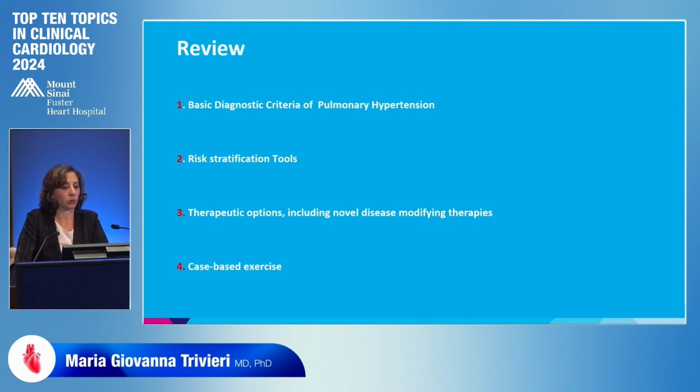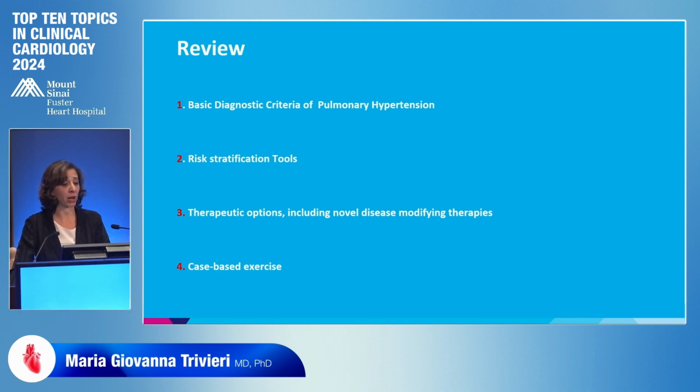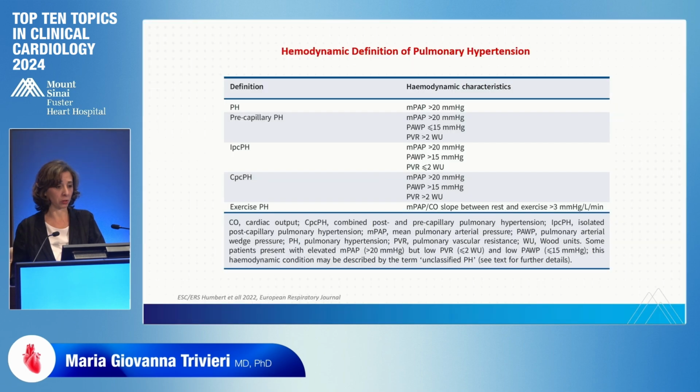So over the next 20 minutes or so, my objective will be to review basic diagnostic criteria of pulmonary hypertension, and this is a key element because we actually need to provide information about the right heart cath when we request therapies for patients, provide you with some risk stratification tools that you can use in your daily practice to have an idea of where the patient is in terms of risk profile, and go over some therapeutic options for PH, including novel disease-modifying therapy, and go over a quick case just to give you a sense of the complexity sometimes we are facing with the approach to this condition.